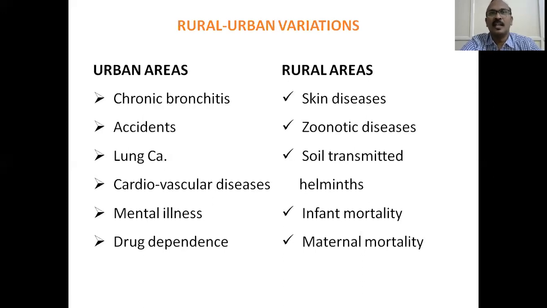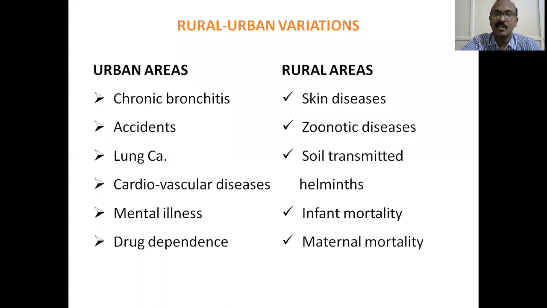Now, what are the rural and urban variations? Just like there are international variations and national variations, there can also be variations in the patterns of disease occurrence between the rural and the urban areas. In urban areas, we find chronic bronchitis, accidents, lung cancer, cardiovascular disease, mental illness, and drug dependence. These are quite typical of urban areas. Likewise, in rural areas, we find more of skin disease. Probably this has to do with personal hygiene and also the environment.